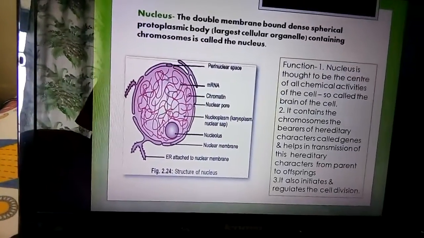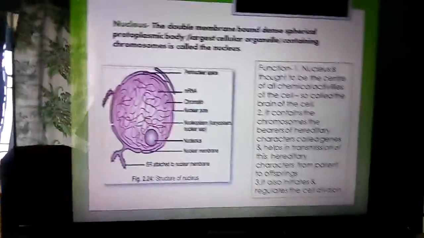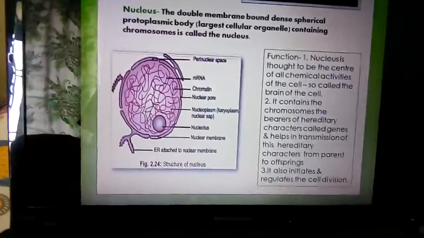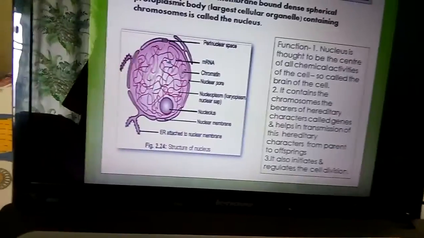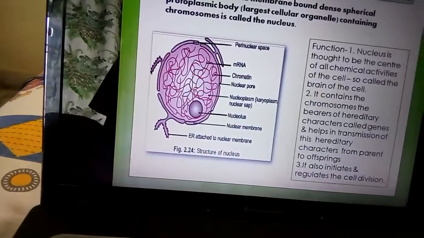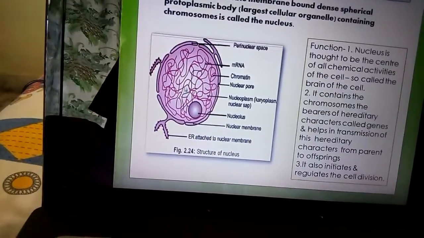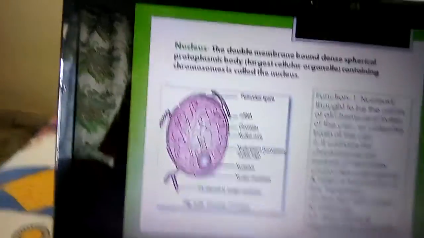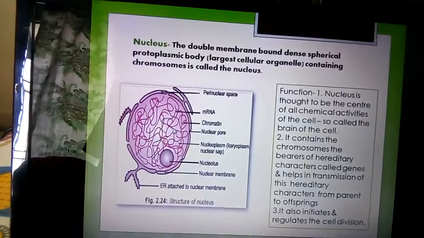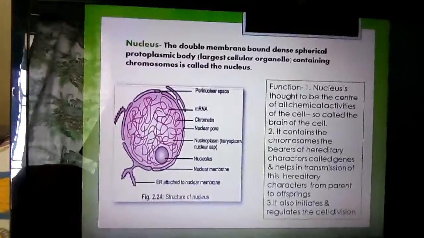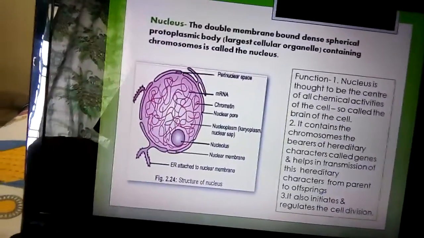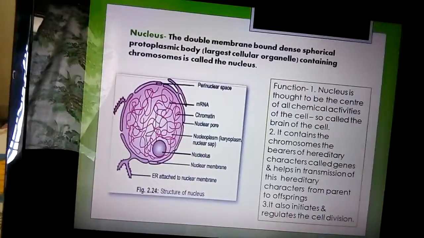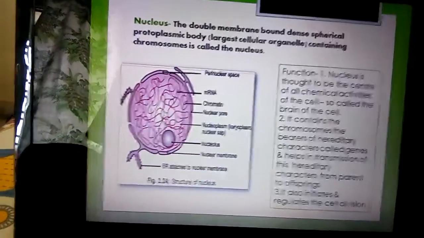Next, nucleoplasm or nuclear sap. It is a dense but clear fluid present in the nucleus forming the matrix. What is the function of nucleoplasm? It stores reserve materials that are used up at the time of cell division.